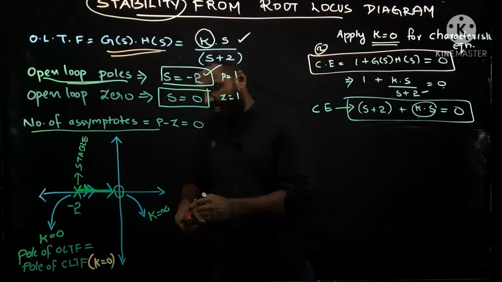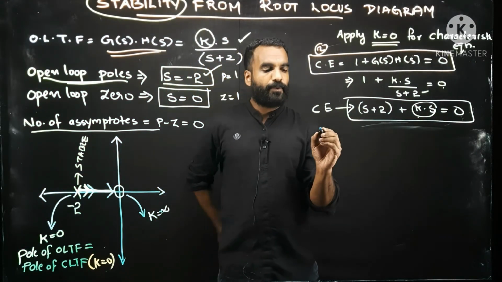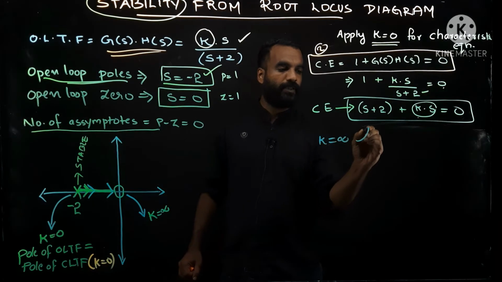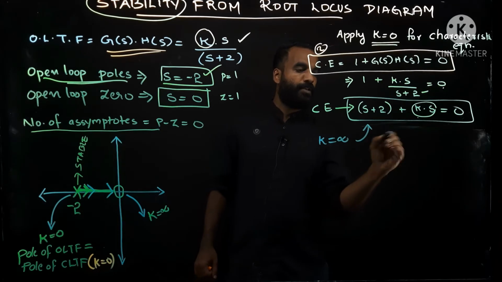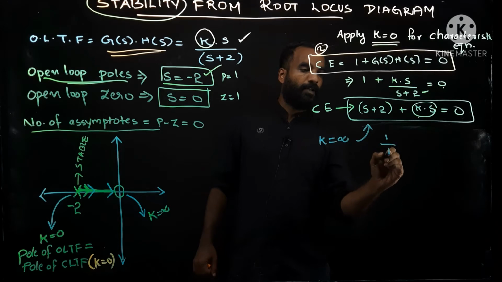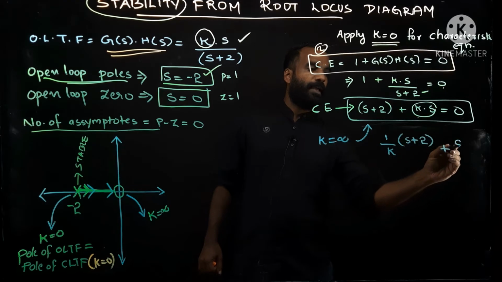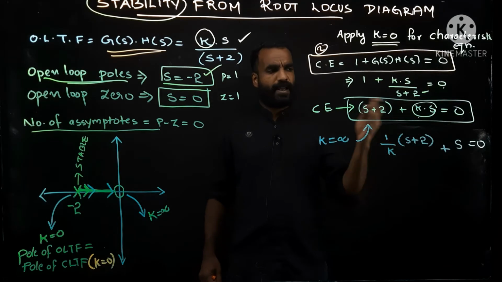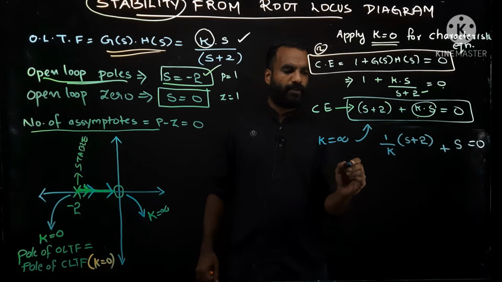Now for finding the second point, I am going to put k is equal to infinity in this. And before that, let me rearrange by taking k outside. 1 by k into s plus 2 plus s is equal to 0. Just took the k outside of the entire equation. Now put k is equal to infinity.